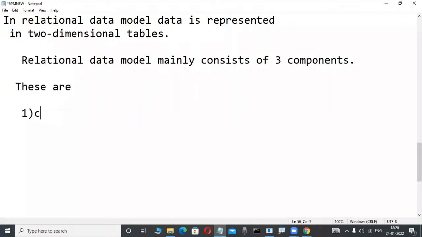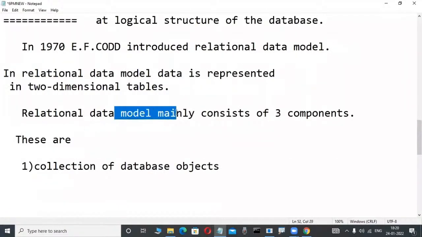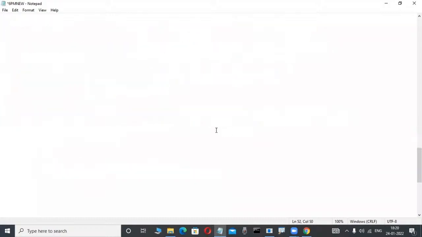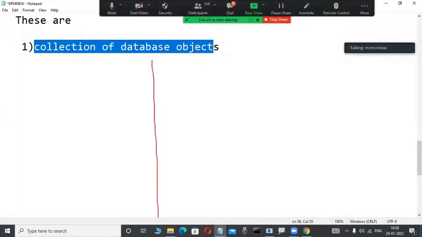A simple collection of database objects. In software like Oracle, SQL Server, and DB2, a collection of database objects is available. That is what we learn daily. Observe slowly: a relational data model mainly consists of three components, and the first one is a collection of database objects. It is dead easy, and even a first-time newcomer can understand.